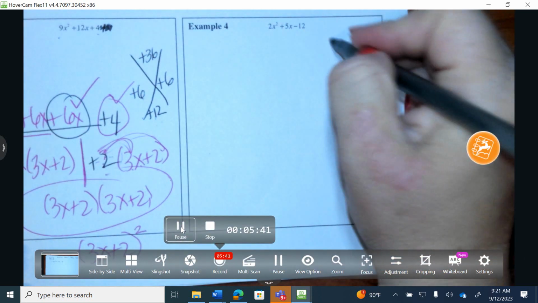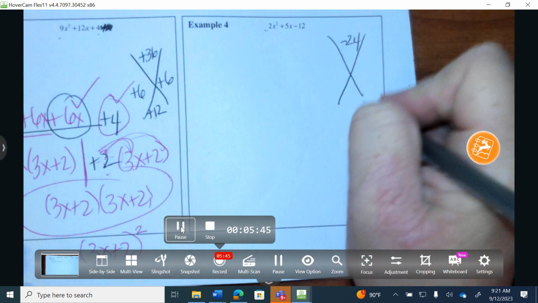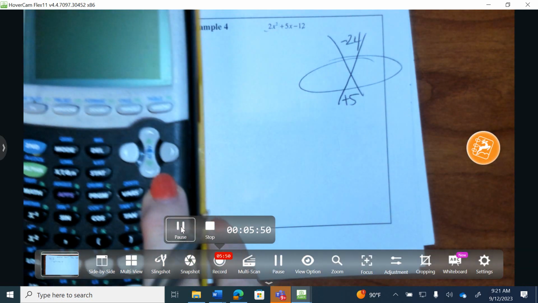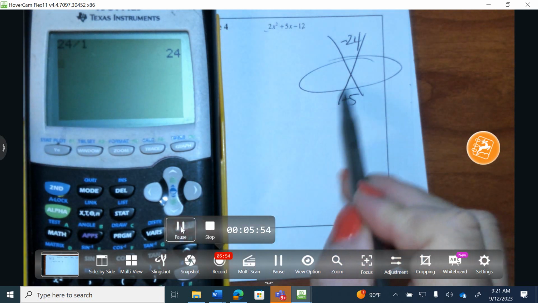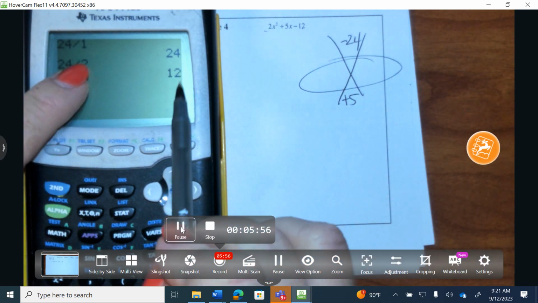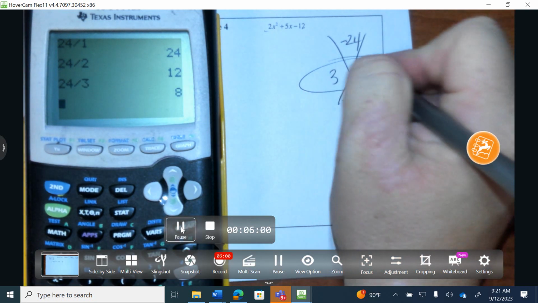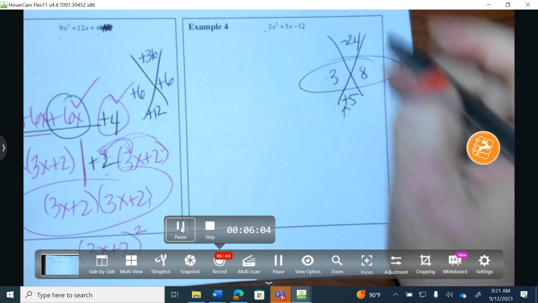So for this problem, I'm starting off by 2 times negative 12 is negative 24, which combines to give you a positive 5. And now I'm looking for that combination. So I'm going to demonstrate how you find the combination. 24 divided by 1 does not combine to give you a 5. Divided by 2 does not combine to give you 5. Divided by 3, ooh, I can get a 5 here. This tells me they have to be different signs, and the larger number is positive.